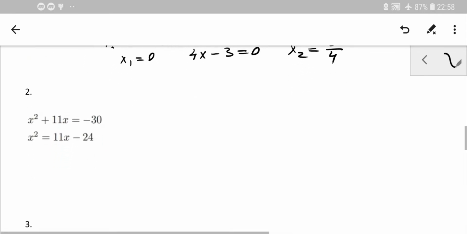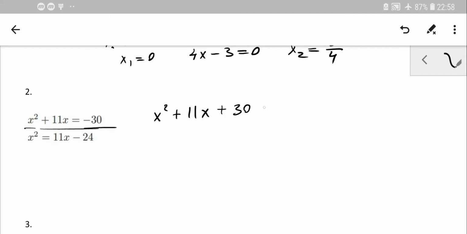So the second one, oh, we've got a bit more complicated stuff. x squared plus 11x, and we rearrange so that we'll get 30 here. Okay, so we've got x squared plus 11x plus 30 equals 0. Now, what do you need to do? Actually, it's all about factorizing, and this is the right time to check your ability to factorize. We have to know several ways.